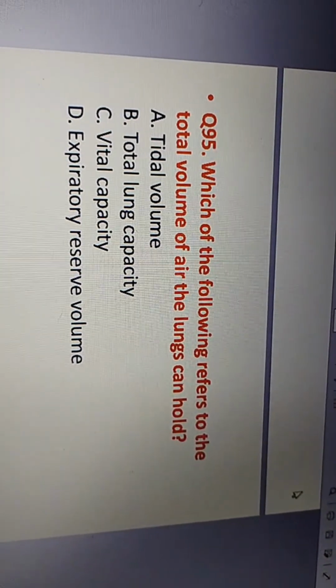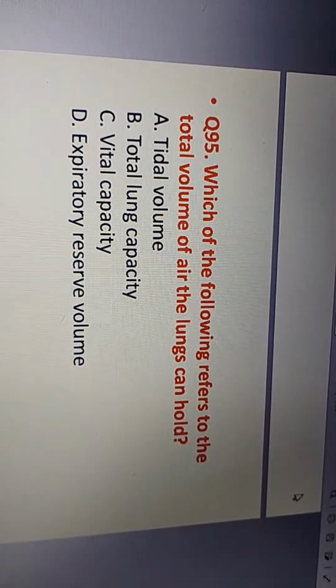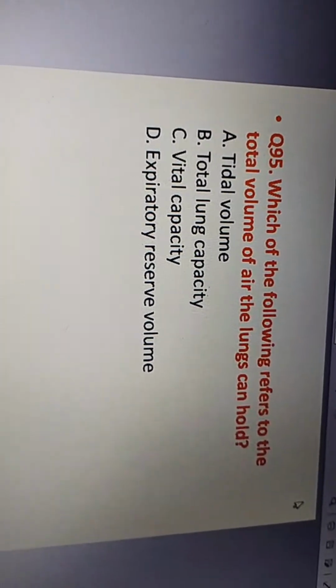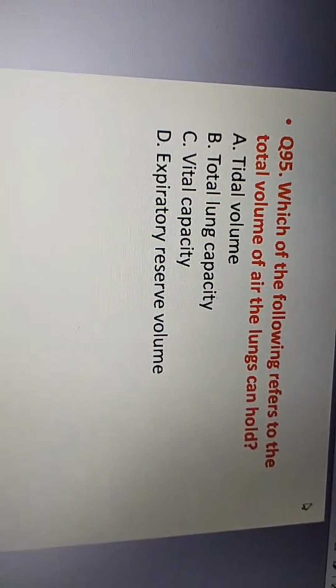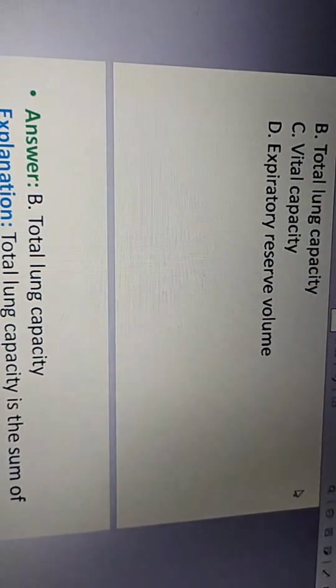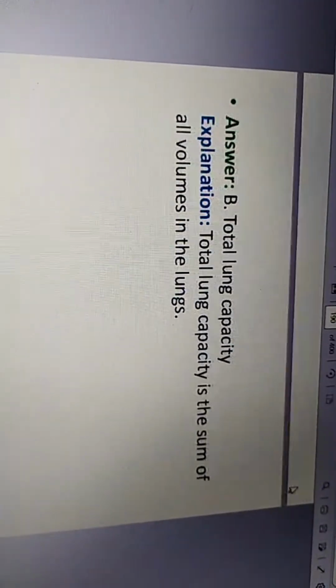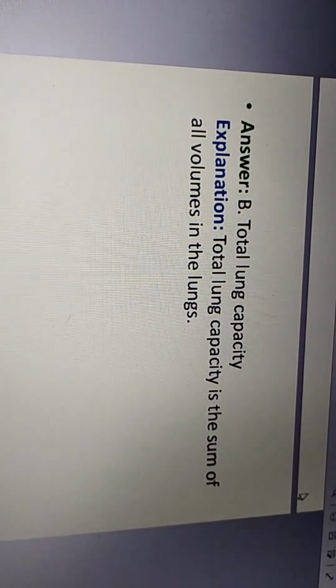Then which of the following refers to the total volume of air the lungs can hold? Option A tidal volume, option B total lung capacity, option C vital capacity, option D expiratory reserve volume. The correct answer is option B total lung capacity. Total lung capacity is the sum of all volumes in the lungs.